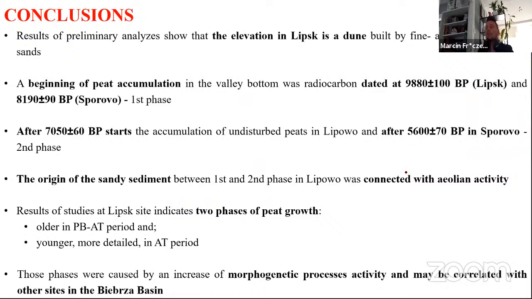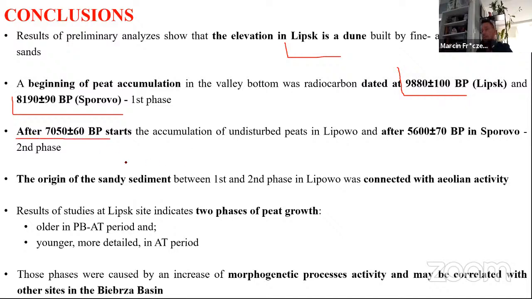And to conclude everything, based on the preliminary analysis from the Lipsk site, because we need to do some more research, we can say that this elevation is a dune, and that at both sites we can date the beginning of peat accumulation. At the Lipsk site, it was about 10,000 years before present. We were talking about similar dates in the braided river system, just like Piotr said previously. And in Sporovo, we are dealing with about 8.2. This could be the first, the older phase of peat accumulation.